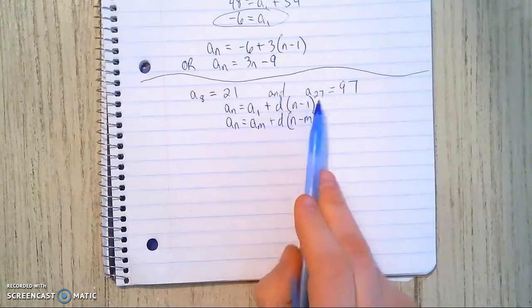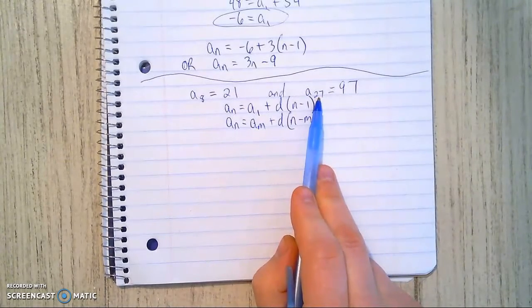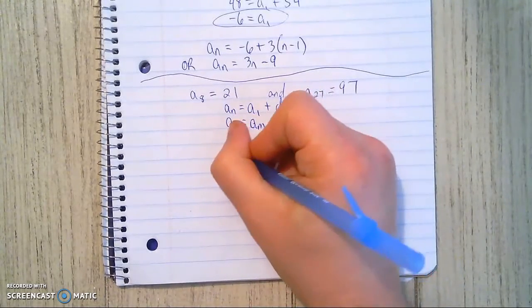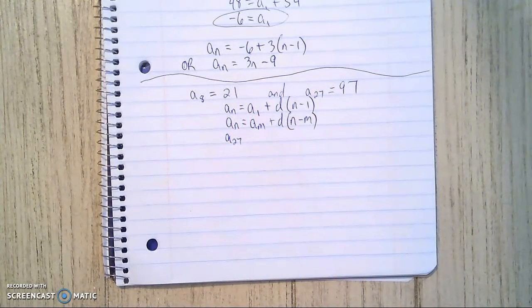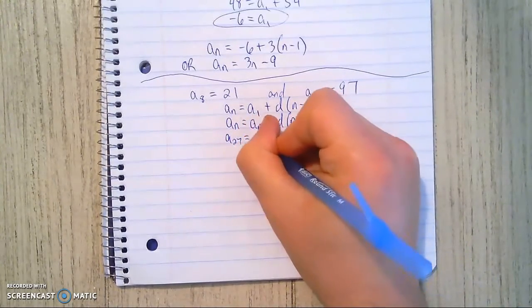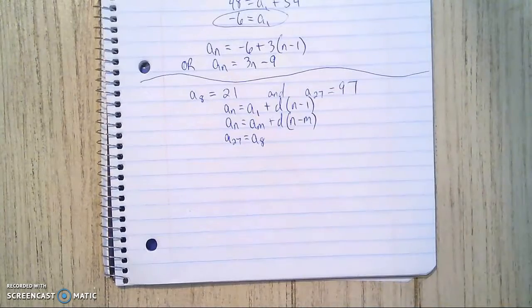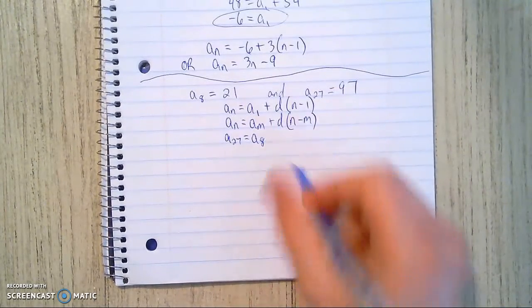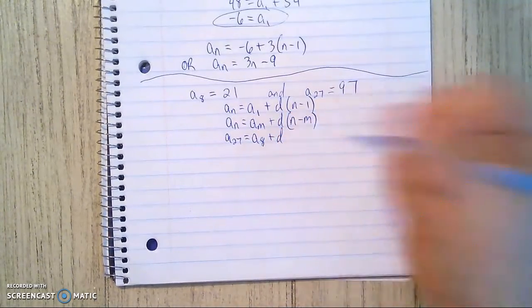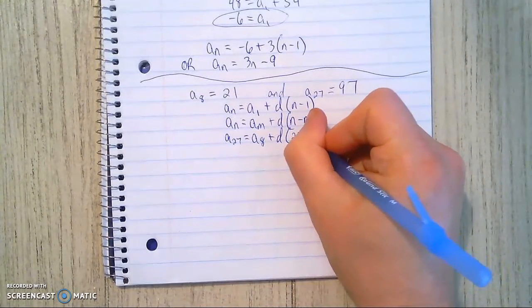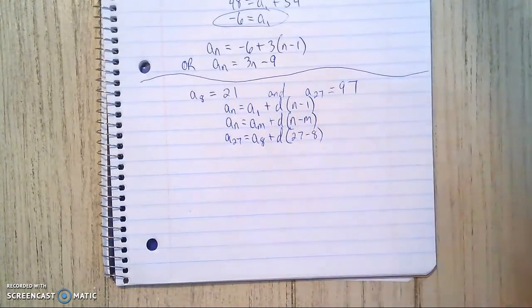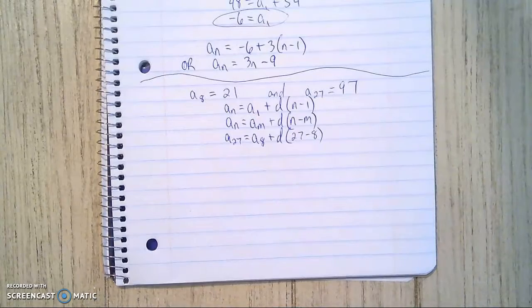So for a sub n, I'm going to use the later term, the 27th term, which is 97. So I'm going to put it in sequence format first. That's a sub 27. And it's equal to a sub 8. But to get from a sub 8 to a sub 27, we used the common difference. Now we don't know what that common difference is, but we must have used it 27 minus 8 times. That's to get from the 8th term to the 27th term.